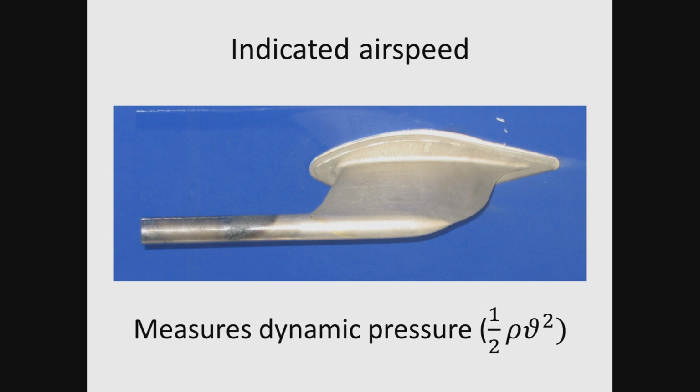Now the equation for dynamic pressure, as you can see on the bottom right hand side of the screen, is a half rho v squared. The half rho is half of the air density. Density is measured in kilograms per cubic meter, although in aviation terms we generally measure it in grams per cubic meter. And the v squared is your velocity squared, and that velocity actually is the true airspeed.